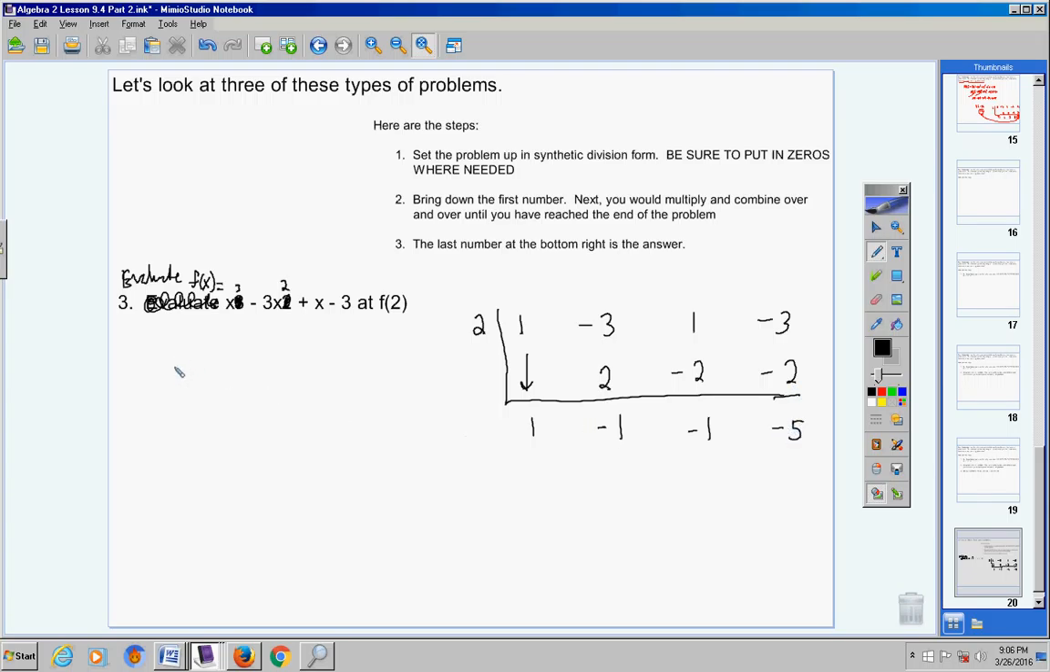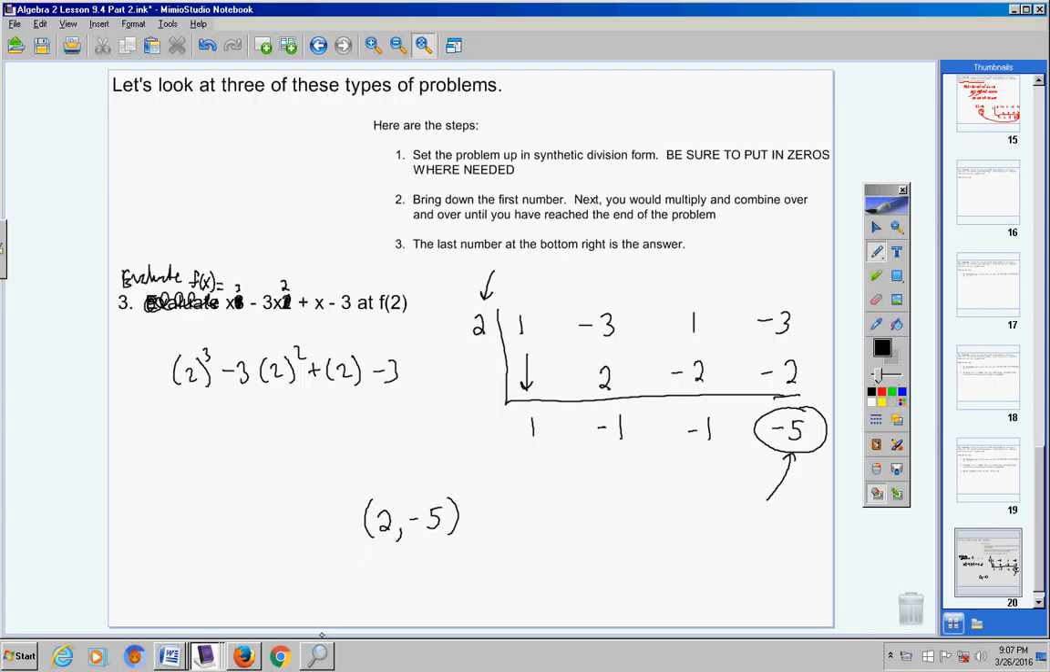So if you were to go through and everywhere there's an x, put a 2, and work this entire problem out, what would you get? You would get -5. So what that means, students, is you have an input of 2. You put in a 2 and you got out a -5. This ordered pair, 2 comma -5, satisfies this polynomial function right here. Guys, I hope you're grasping this.